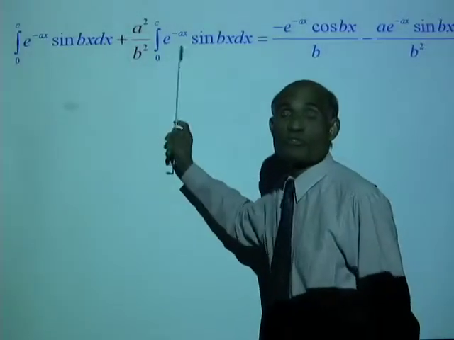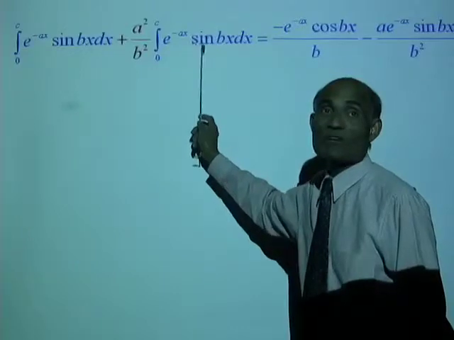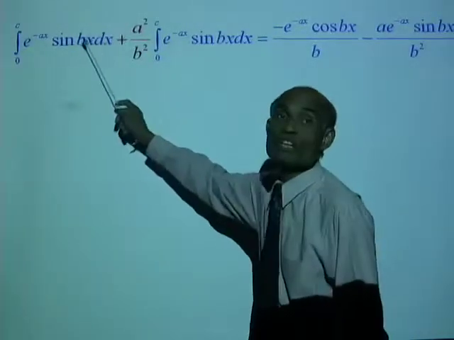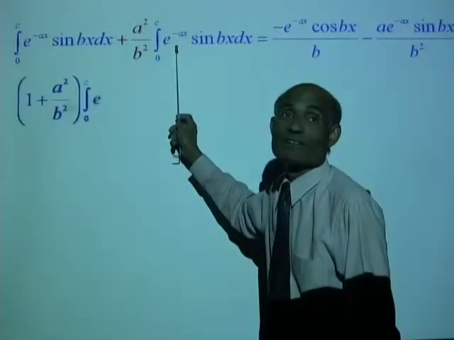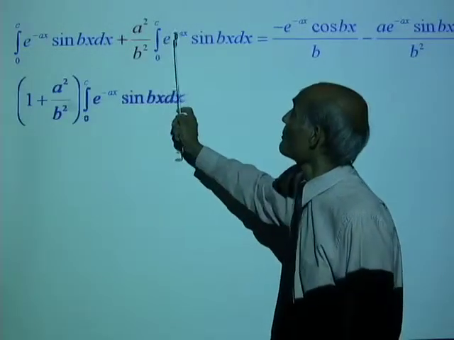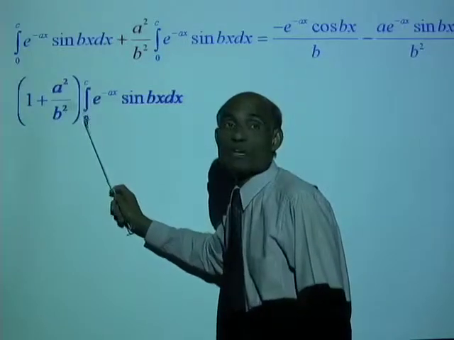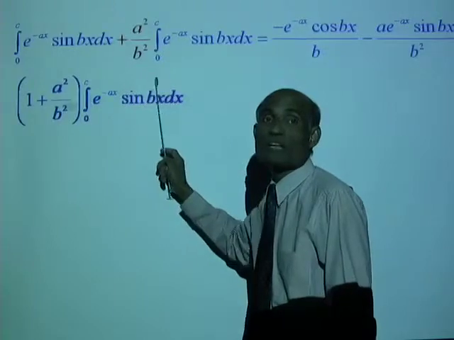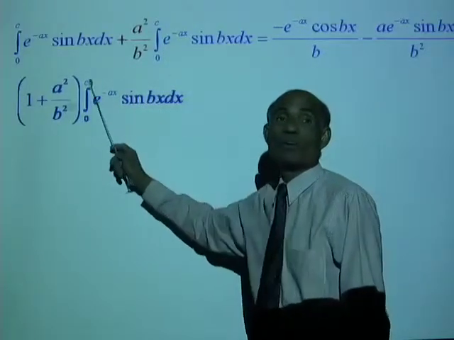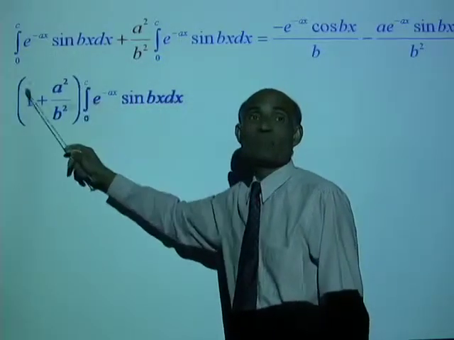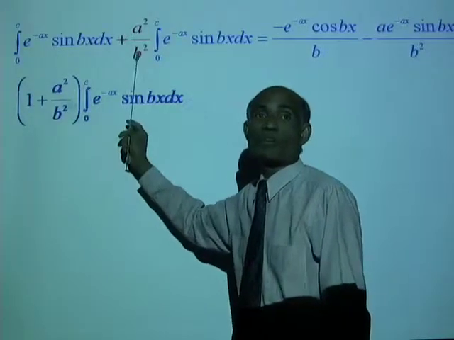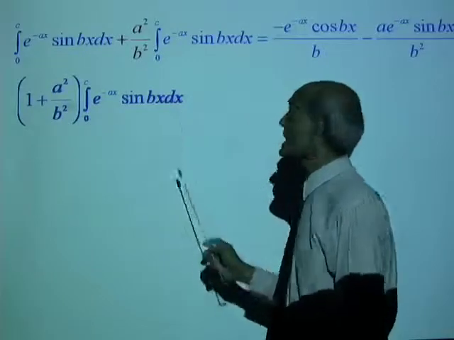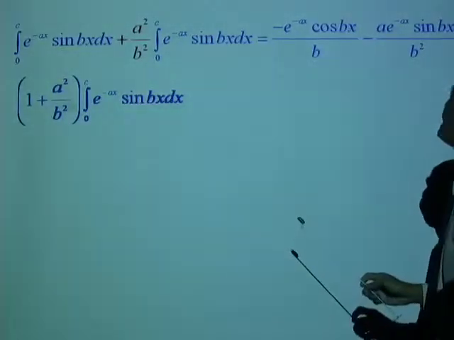So this is what we had, and we are going to now combine, in other words, factor out the integration part. There you go. So that will be integral 0 to c e to the power of negative ax sine bx dx is factored out. What is left in here will be a 1 plus what is left in here will be a squared over b squared. And that's equal to the right hand side.